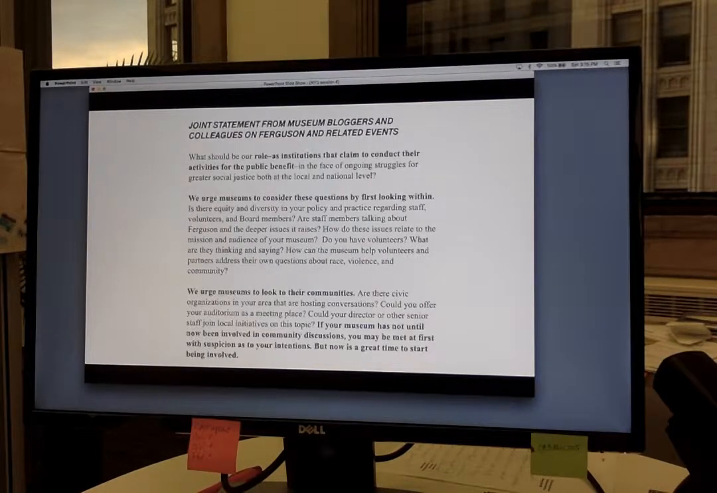So just a quote from the joint statement from museum bloggers. Let's just call this Museums Respond to Ferguson. And they're asking a question: as issues of social justice come to the fore, and as disparities and historical inequalities come to the fore of public attention, what should be our role as cultural institutions, as museums that claim to conduct their activities for the public benefit?